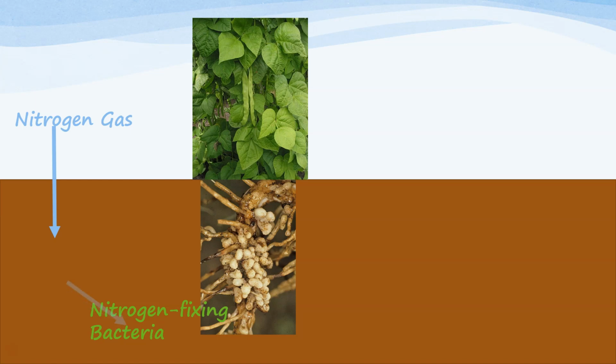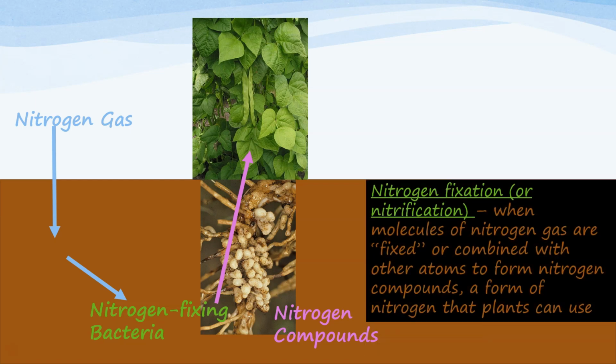What they do is take in the nitrogen gas in the soil, and they turn it into other molecules that have nitrogen plus hydrogen or oxygen or both. We can call these molecules nitrogen compounds. These new nitrogen compounds are taken in and used by the plants to make DNA and proteins. Hooray! To summarize, this process is called nitrogen fixation or nitrification.